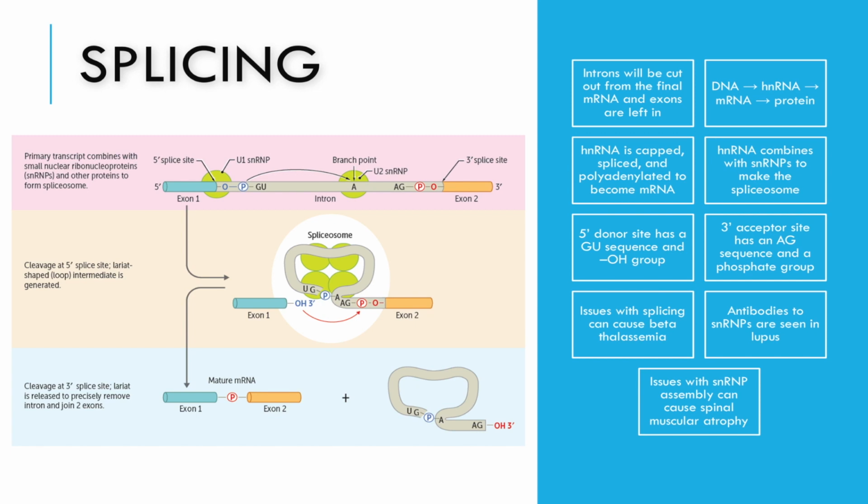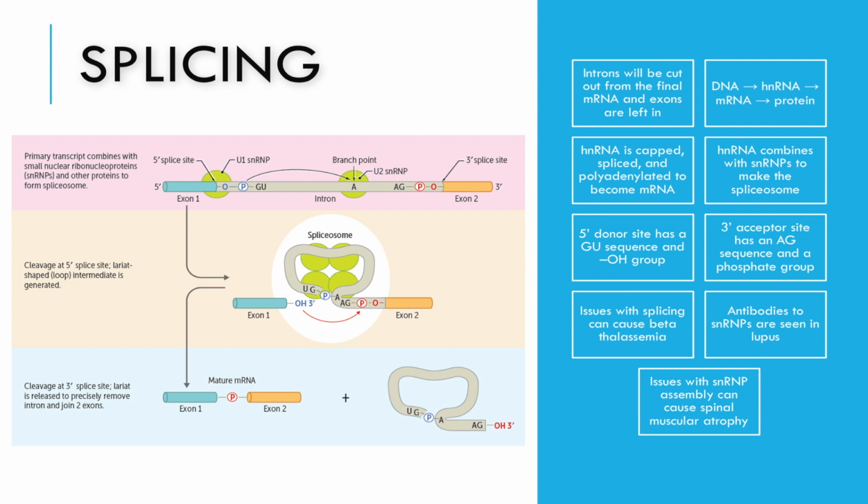The first thing that happens is the RNA combines with small nuclear riboproteins, also called snRNPs, as well as some other proteins to form the spliceosome. The spliceosome, as you can see over here, will cut the 5' splice site to form a lariat-shaped loop.